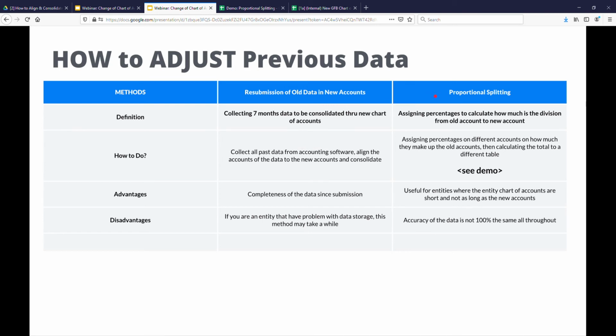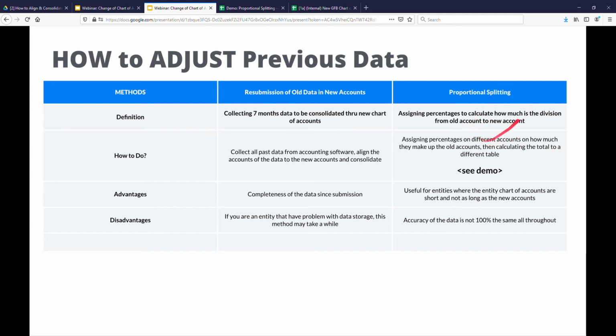Then the other way is proportional splitting. So what is proportional splitting? This is more on assigning percentages to calculate how much is the division from old account to new account. For how to do this one, you assign percentages on different accounts on how much they make up the old accounts, then calculate the totals in a different table.